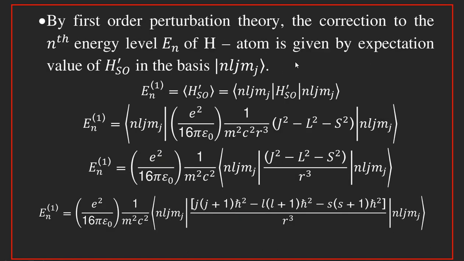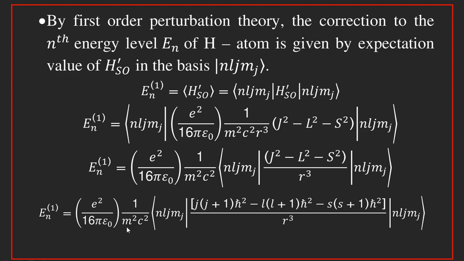So the first order correction to the energy of the hydrogen atom, En of 1, is equal to the expectation value of H dash of SO with respect to the basis NLJMJ. So NLJMJ H dash of SO NLJMJ. That is equal to, H dash of SO is this one, E square by 16 pi epsilon 0 1 by m square c square r cube into J square minus L square minus S square. So constants can be taken out. E square by 16 pi epsilon 0 and 1 by m square c square can be taken out. Then the remaining will be NLJMJ, J square minus L square minus S square, NLJMJ by R cube, that is this R cube.